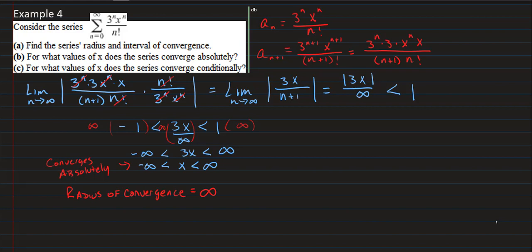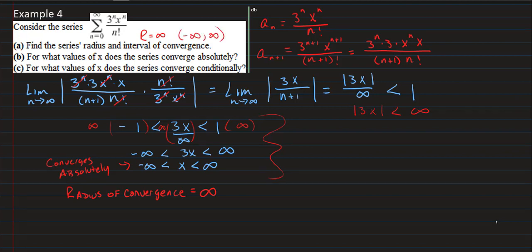So when you do the ratio test, you can identify that your radius of convergence is infinity if you get an infinity in the denominator after you evaluate your limit. If we would have had an infinity in the numerator, then we would have had 0 right here. You didn't have to do this step per se. You could have just said, okay, well, let's multiply by infinity, and we get the absolute value of 3x is less than infinity. And then you could have said, okay, the radius of convergence is infinity, and the interval of convergence is all real numbers.